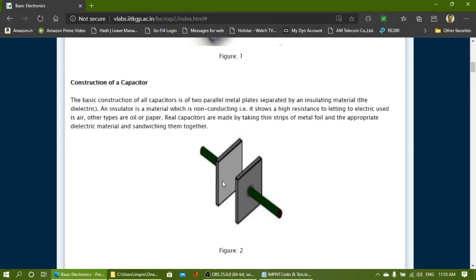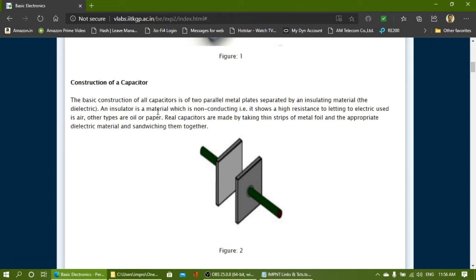The two plates are connected to two different electrodes, and between these plates different kinds of dielectric are used. Maybe it's air, oil, paper, or polyester. According to the dielectric, the capacitors have different names. So here is the basic construction of the capacitor: two parallel metal plates separated by an insulating material. The insulating material may be air, as I already told you, paper, polyester, or thin films of these materials.